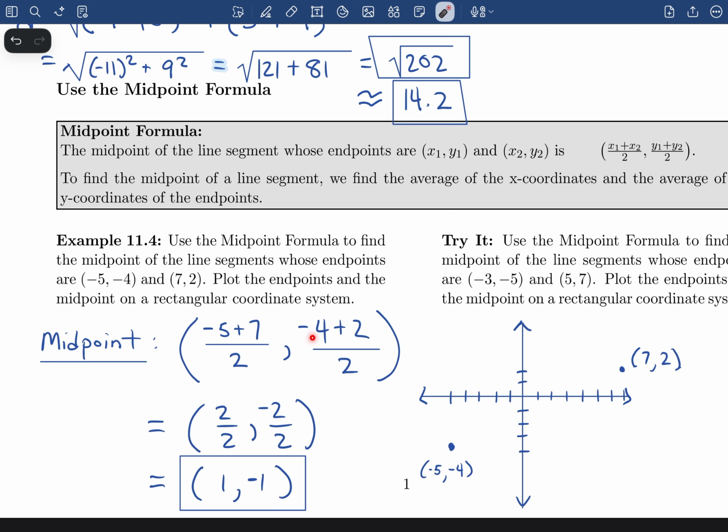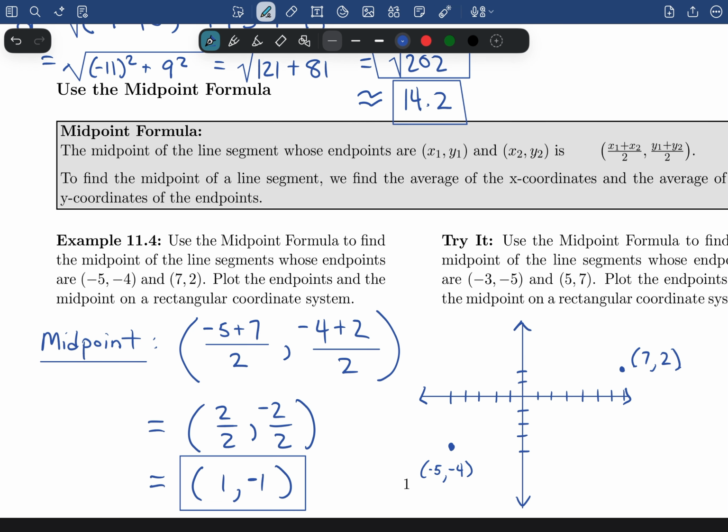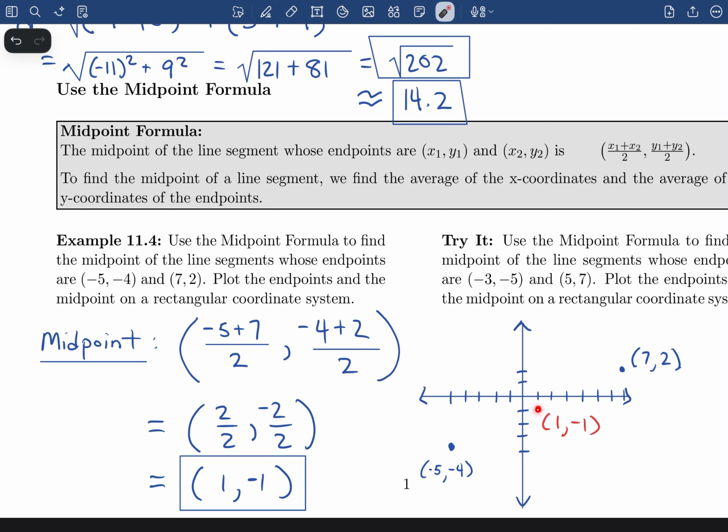You guys see it, right? Negative 4 plus 2 is definitely negative 2. Negative 2 over 2 is definitely negative 1. So my midpoint is (1, -1). And there it is. Okay, I'll do it in red. Cool. That's why it's so good to plot things, because I plotted (1, 1) and it didn't look like it was halfway in between the 2 points. But now that I fixed it, look at that. It looks like it's the exact middle between these 2 points in space, right? This is the midpoint of these 2 endpoints.